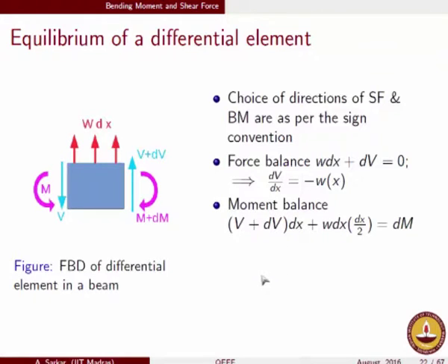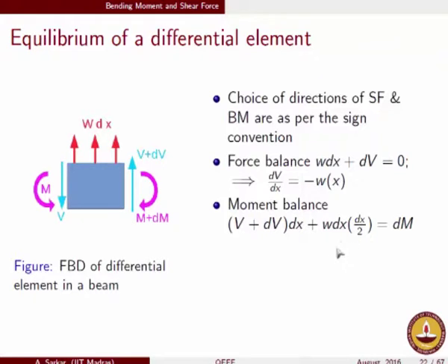Now let us go to the moment balance. We will take moment about the left face, so we will choose a point on the left face somewhere here. The moment due to V plus dV is V plus dV into dx. Similarly, for the moment due to W dx, which is supposedly acting at the center of this differential element of length dx: the intensity of the load is W, which means the force is W times dx in the upward direction. So W dx into dx by 2 is the moment term.